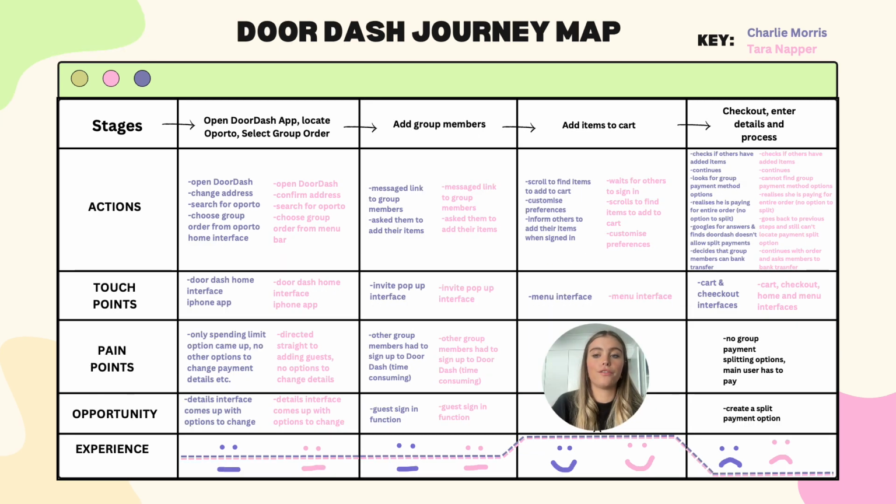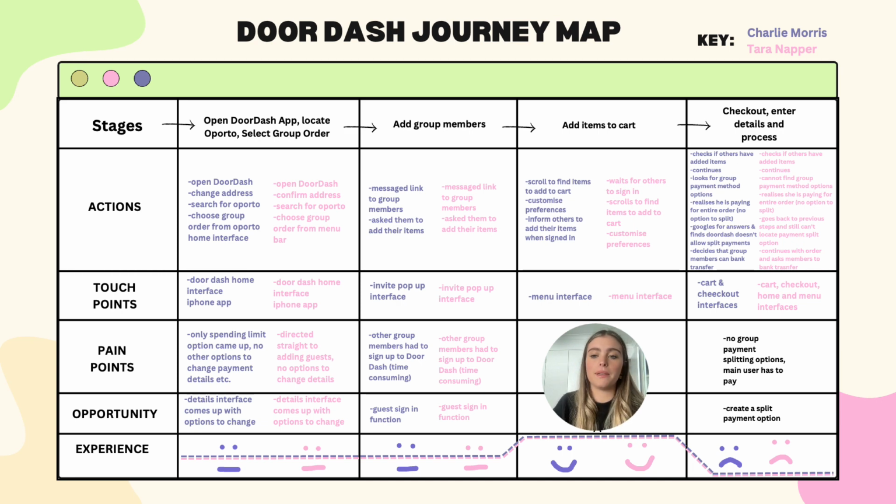A clear group order affordance came up after selecting a Porto. Both users noted that there were no options to change details of group order, only a spending limit. They were directed straight to adding guests. A detail interface should pop up after selecting group order with options to customize details such as payment methods.